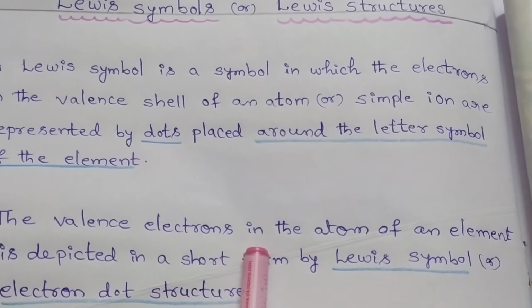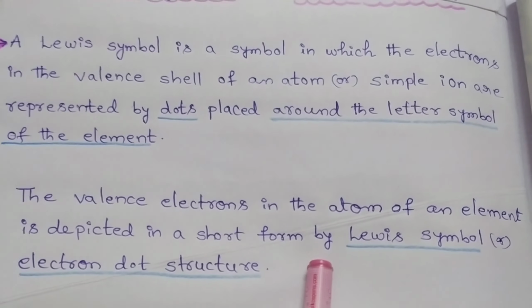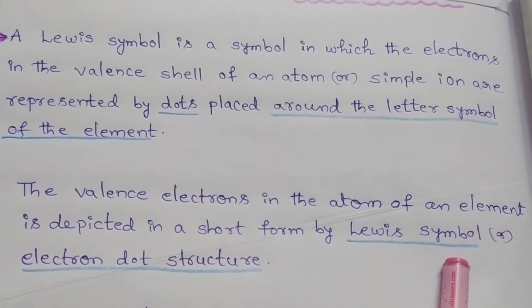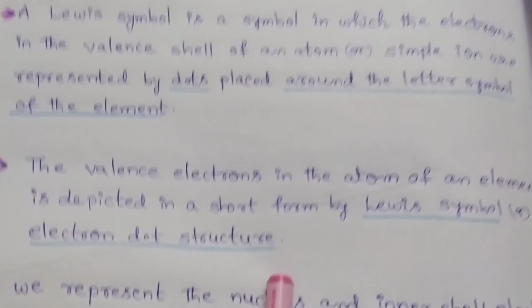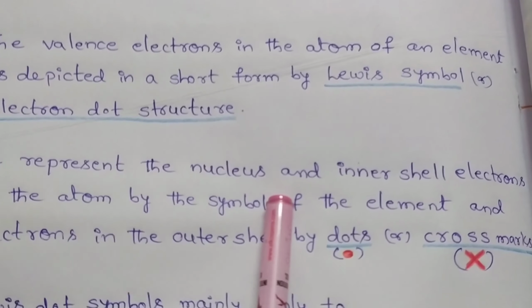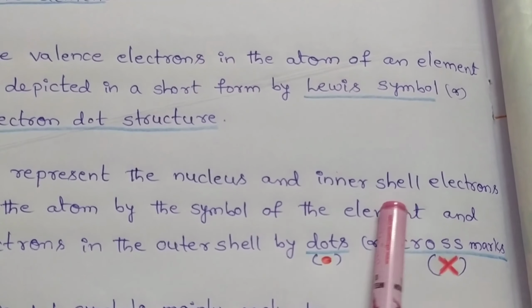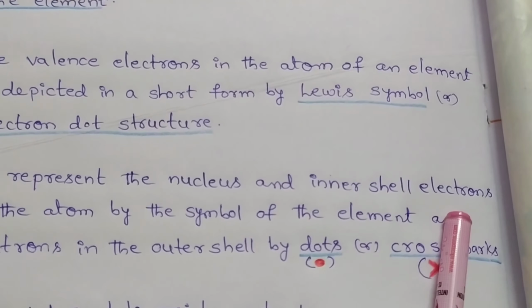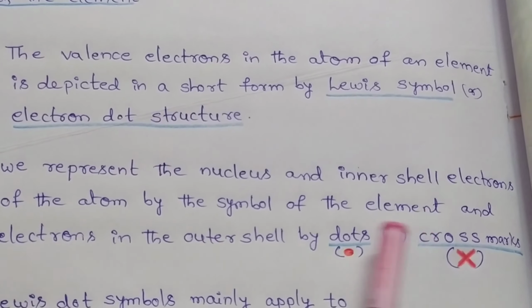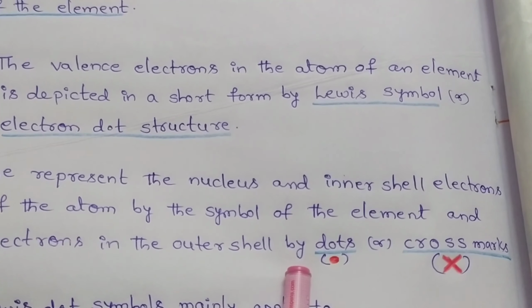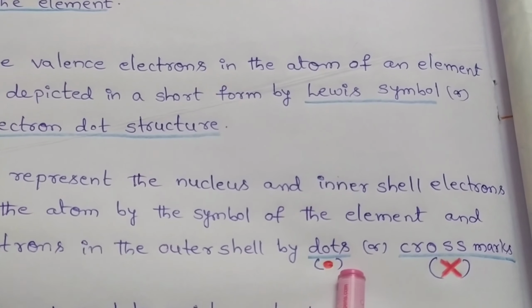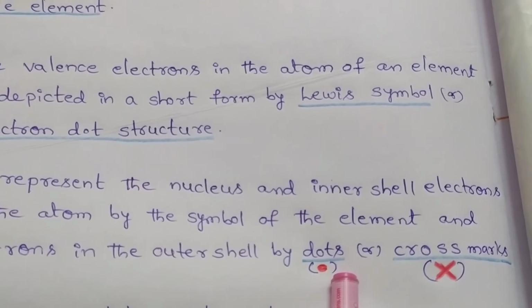The valence electrons in the atom of an element are depicted in short form by Lewis symbols or electron dot structures. We represent the nucleus and inner shell electrons of the atom by the symbol of the element, and the electrons in the outer shell either in a dot model or with a cross symbol.